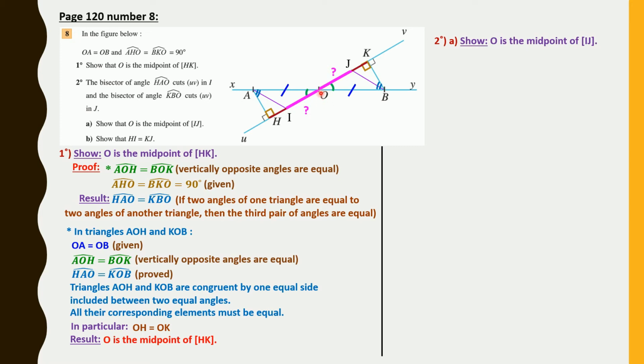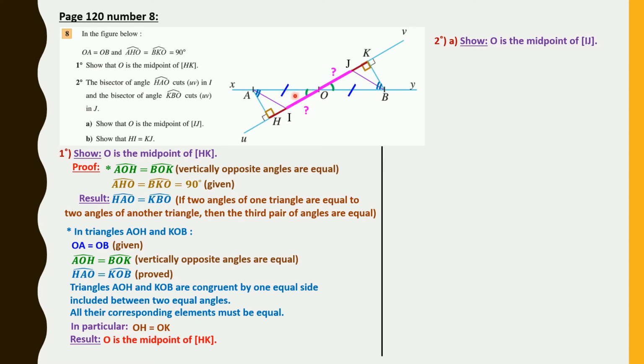Here we notice that OI is a side of triangle OIA and OJ is a side of triangle JOB. So we need to prove that these two triangles are congruent. Let's find the three pieces of evidence needed. First, we noted that OA equals OB. We found our equal side.